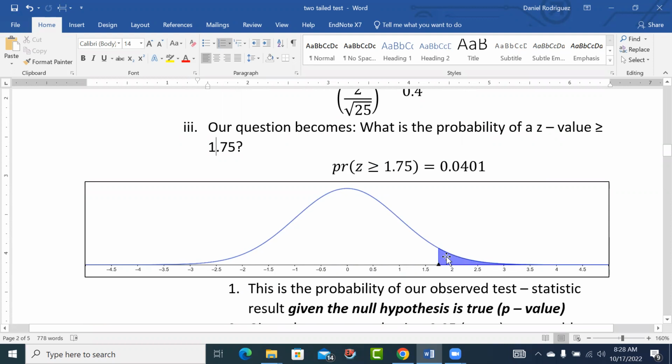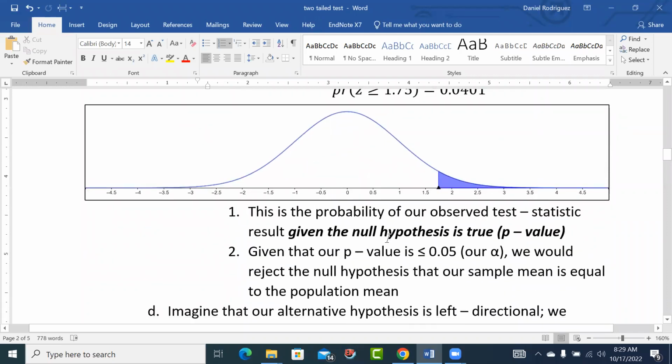Any value in this purple area here has a probability of 4.01% or lower, so it has a really small probability. You always say given the null hypothesis is true. Given the null hypothesis is true, a z-value of 1.75 or greater has only a probability of 0.0401, and that's what's represented in this area here. Everything below this is 1 minus that value, so it's 0.96, basically.